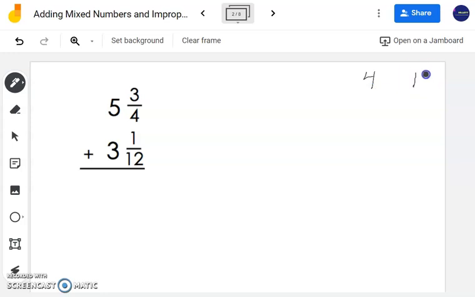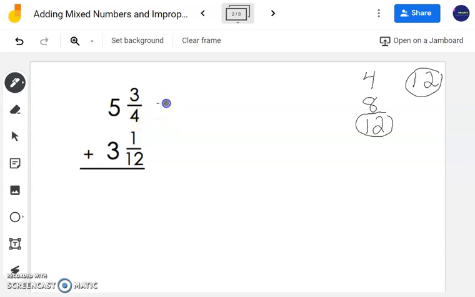Now, on the side, I'm just going to write 4 and 12, and I'm going to list out the multiples. I'm going to start with my smaller number. So I see 4, 8, 12. Now, I can continue, but I notice I have 12 as a multiple of 4, and my other denominator was 12, which is great. This is telling me I only need to change the denominator in 5 3/4.